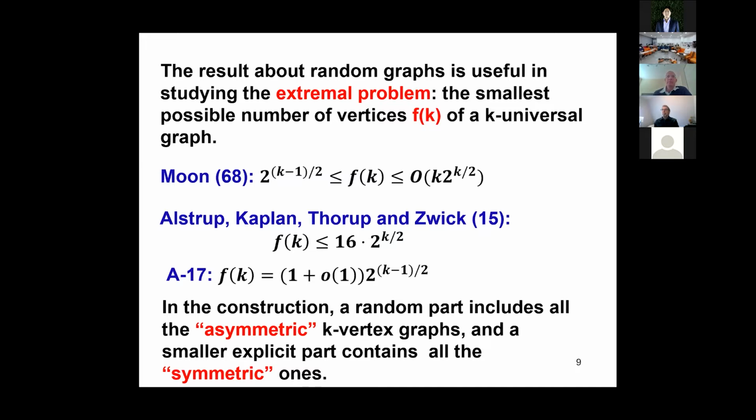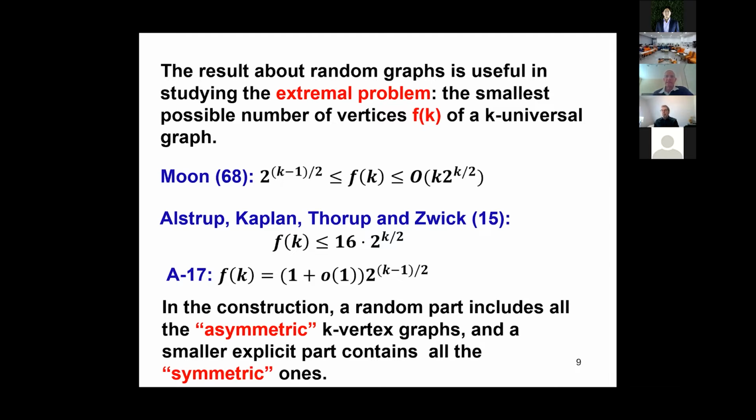There were several subsequent papers over the years, and a few years ago there was this paper by Alstrup, Kaplan, Thorup, and Zwick, and they determined f of k up to a constant factor, so it is at most 16 times 2 to the k over 2. This is what their bound gives, and what I could show is that, in fact, again, up to a lower order additive term, this f of k behaves like the lower bound, 2 to the k minus 1 over 2, which would be the bound if we basically have a graph that contains every induced subgraph exactly once or a smaller number of times.